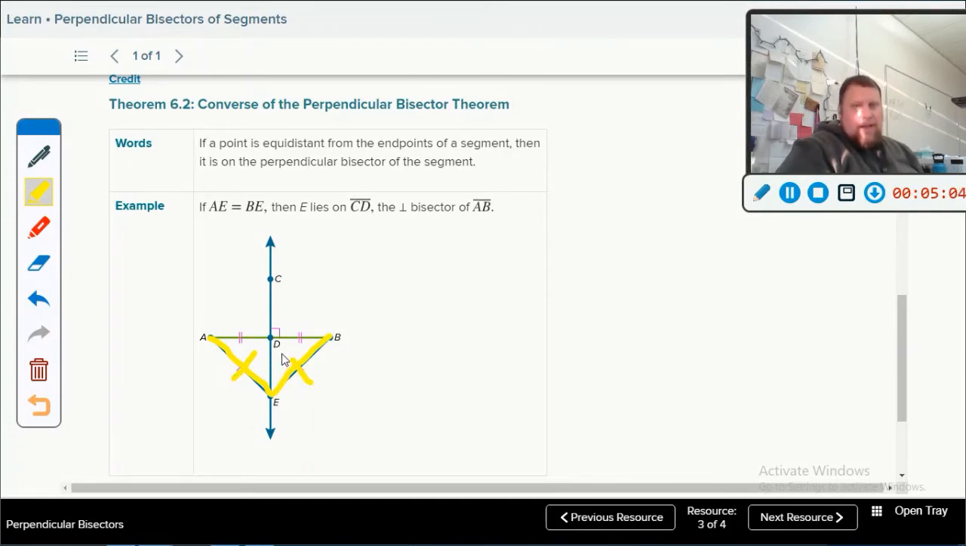Then E lies on CD. So that point E is on CD. And if that's true, those are equal, then guess what? It must also be bisecting AB, which means AD is equal to BD. That's why we have the two tick marks there. So it's just going at it from a backwards route.